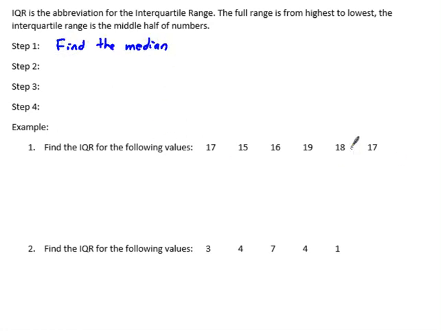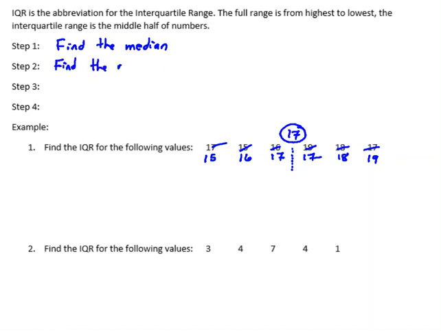I have an example here. So if we remember, the first step of finding the median was to put them in order. So let's take a second here and put these numbers into order. And then the middle is going to be here between 17 and 17. So our median is 17.